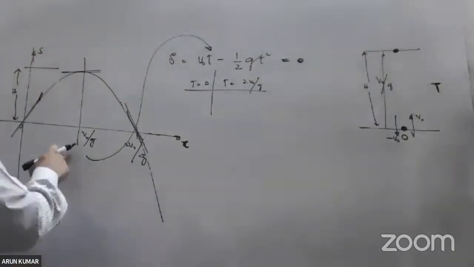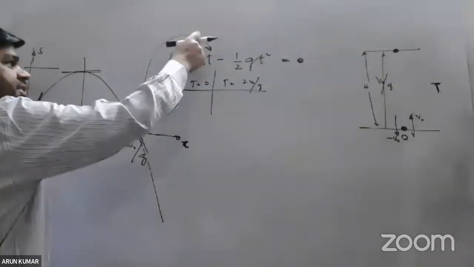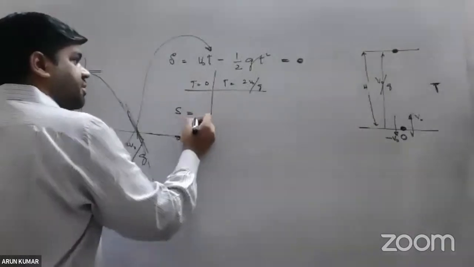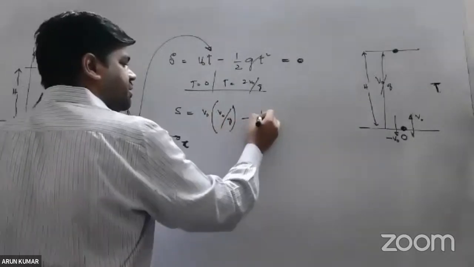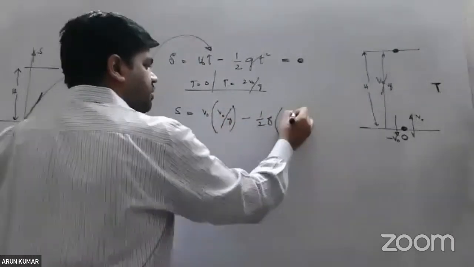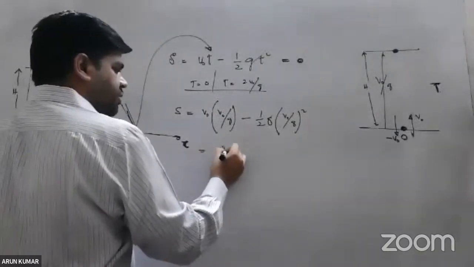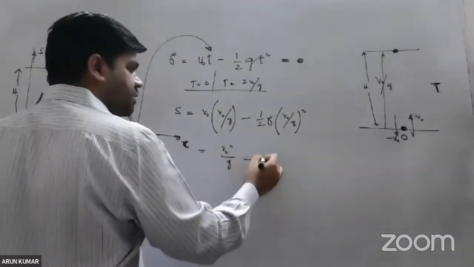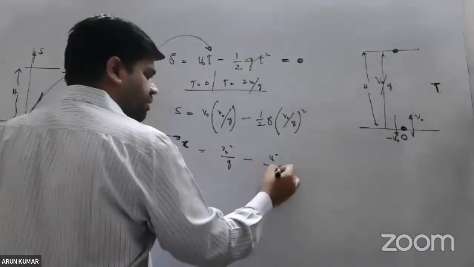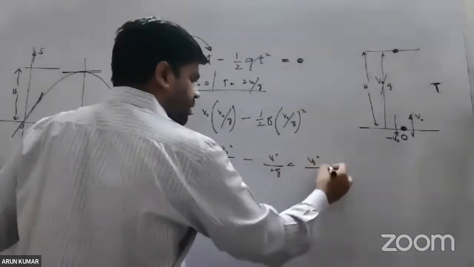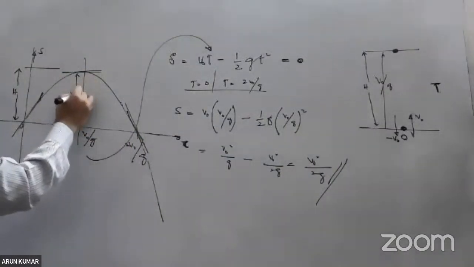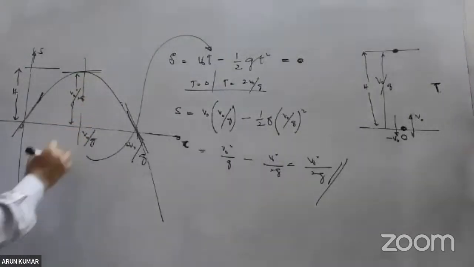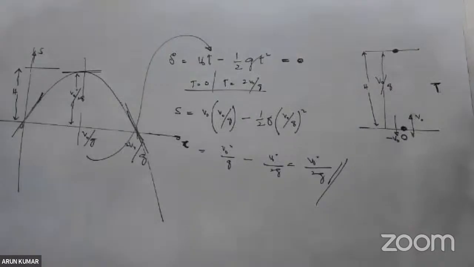All right. So I substitute t is equal to v naught by g in this t. So what do I get? s is equal to v naught into v naught by g minus half g times v naught by g whole square, which is v naught square by g minus v naught square by 2g, which is nothing but v naught square by 2g. That is, my maximum height is equal to v naught square by 2g. This is one way of getting it.